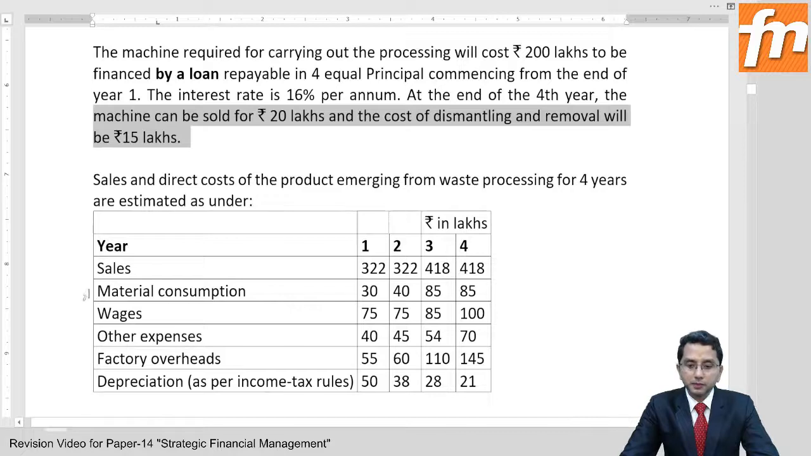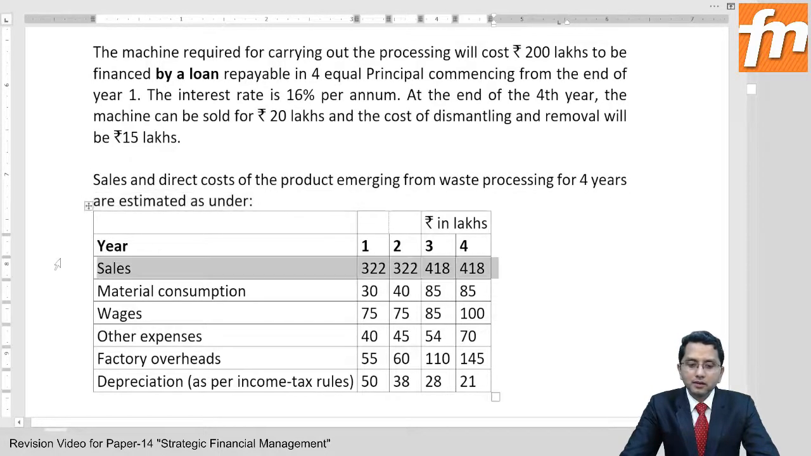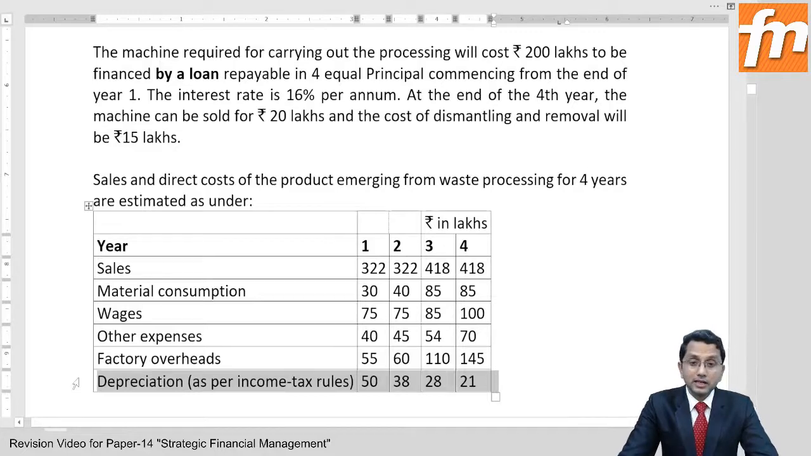Okay, now some other information. Sales and direct cost of product emerging from waste processing for 4 years. Sales rupees in lakhs. Every information is in lakhs. Fine, that's inflow. Material consumption is outflow. Wages is outflow. Other expenses are outflow. Factory overheads are outflow. Depreciation as per income tax rule is also an outflow, right? So you need to make a deduction of this depreciation for taking tax benefit.